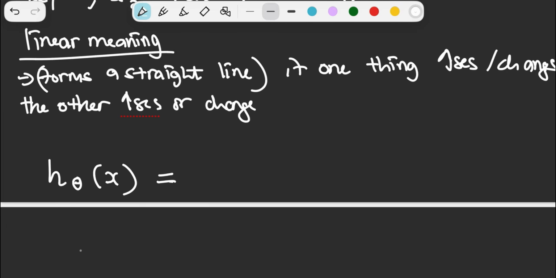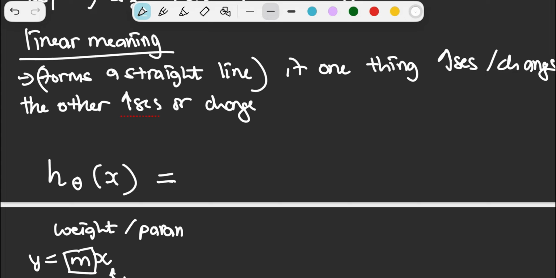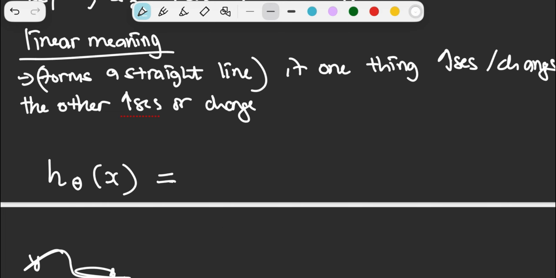So we need to add that line that you see. When you say y is equal to mx plus c, this m here is going to capture whether one increases or the other decreases. So we call this a weight to x, or you can call it a parameter. I think it's better to call it a parameter, because it's basically dictating how x changes. So if you have y is equal to mx, and the parameter m is equal to 2, y is equal to 2x.